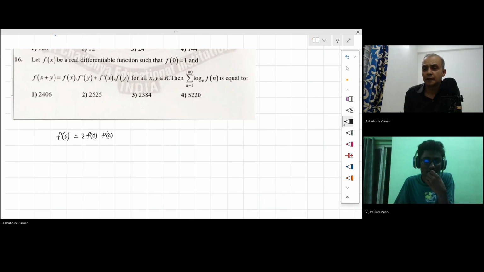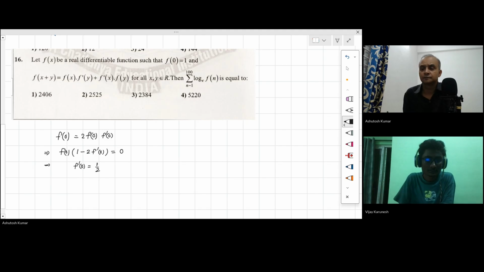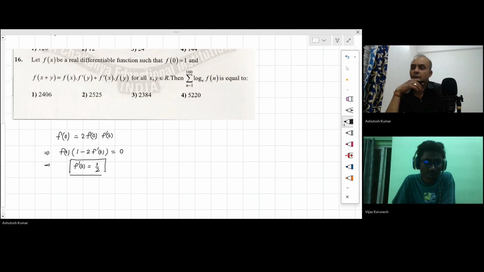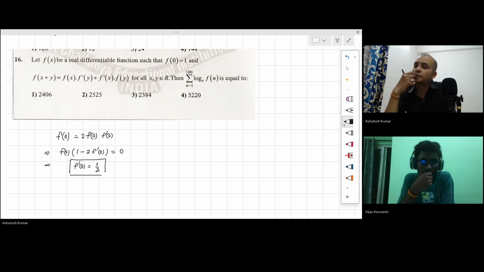Yes, sir. And f dash 0 we can take common, so we get 1 minus 2 f dash 0 is equal to, we already know f of 0 value is 1, sir. So we get f dash 0 is 1 by 2, correct? Yes, sir. Okay. Now what can we do? F0 is 1 and f dash 0 is 1 by 2. Slope is positive at 0.